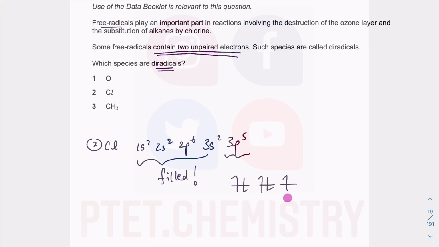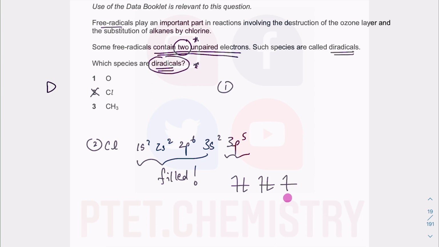It's got an unpaired electron, so it is a radical. But what are we looking for? 2 unpaired electrons. Diradicals. They have 2 unpaired electrons. We are looking for diradicals. This is only a single unpaired electron. 2 is incorrect. You're left with only 1 option, which is option 1.